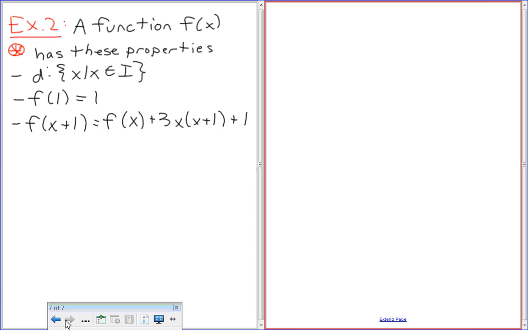Okay, now do not be afraid. I'll get you started and you guys can finish it from there. Find f of 2, f of 3, f of 4.